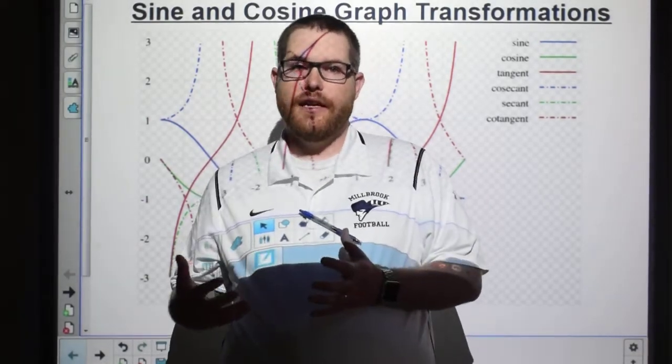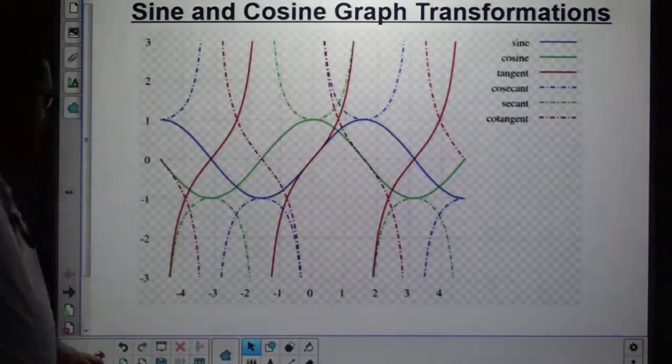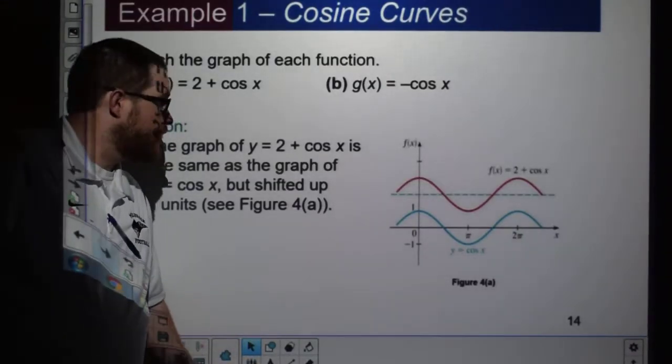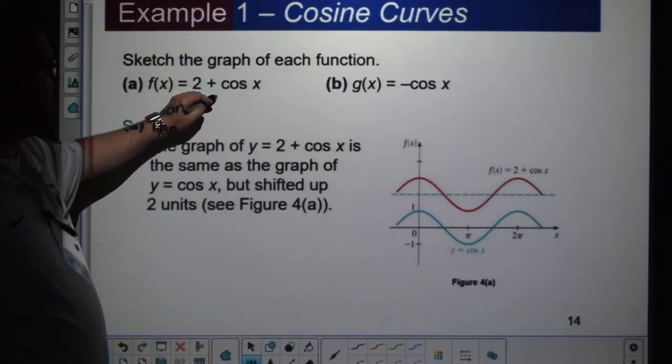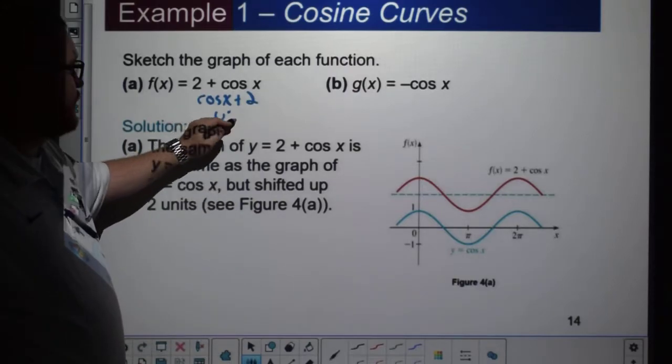There's a lot of places to make mistakes here because we're going to move those points around. Okay, so if I make a mistake, I'm just going to erase it and keep going. Let's start off with the simple ones. Let's go cosine of x plus 2, or 2 plus cosine x. Now from algebra 2, you know that means it goes up 2.